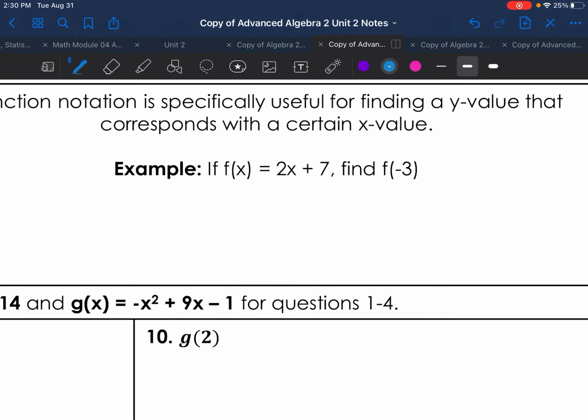If f of x equals 2x plus 7, find f of -3. So if you remember, f of x equals y. That -3 is right where the x was. So that means I replaced the x with -3. So in my equation, I'm going to plug in a -3 where the x is.